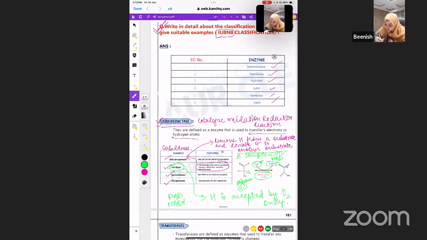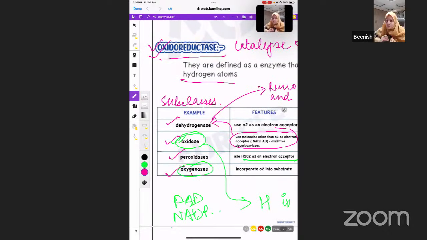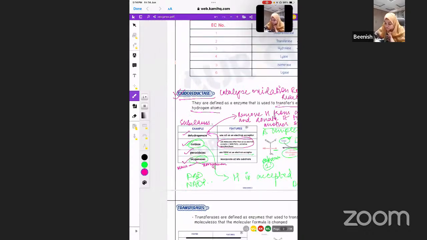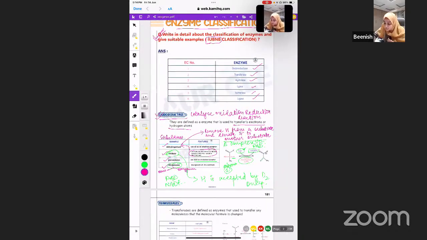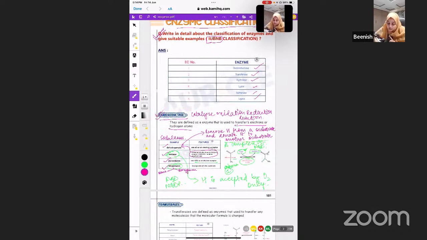Now your peroxidases, they use H2O2, that is hydrogen peroxide, as an electron acceptor. And your oxygenases are able to incorporate oxygen atoms into the substrate. They can either be monooxygenase or dioxygenase. Monooxygenase means it is going to incorporate a single atom of oxygen, and dioxygenase means it is going to incorporate both the atoms of oxygen into the substrate. So that was about oxidoreductases, the first class of enzymes.